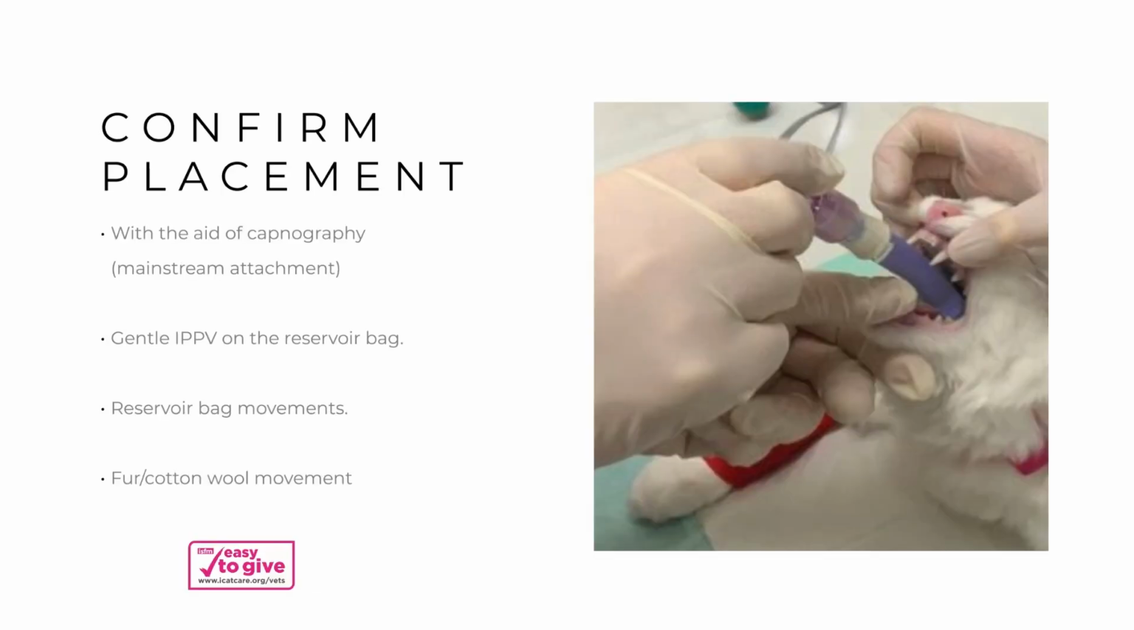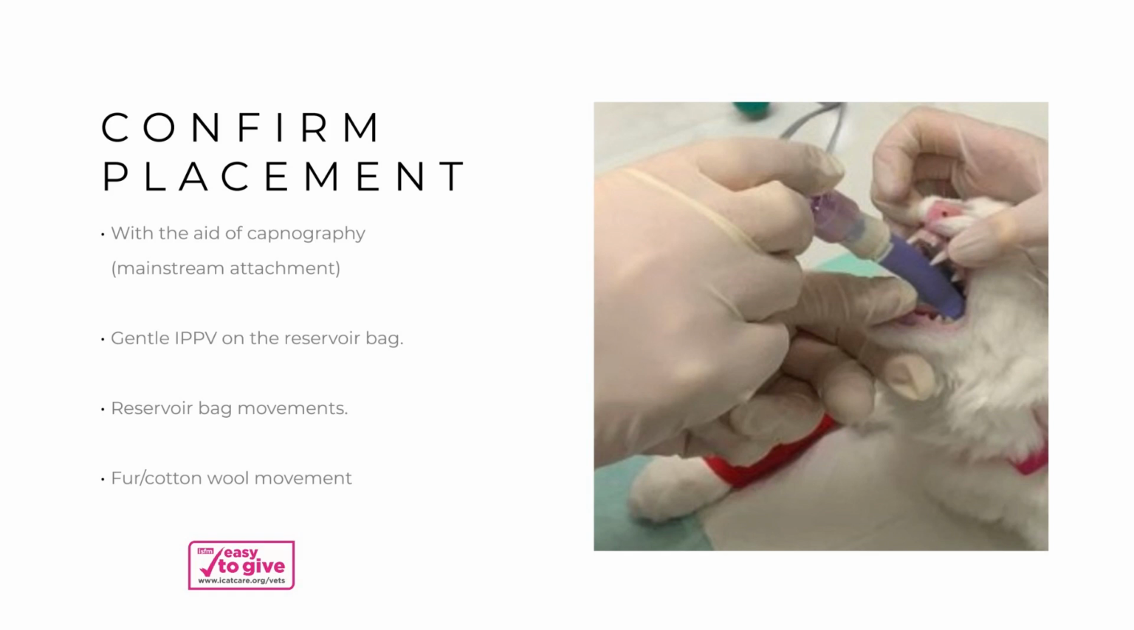Confirmation of the placement. Confirmation of the placement is done in much the same way as any other airway device. If using a capnograph, have this connected before placement so that you receive your positive waveforms immediately. Gentle IPPV on the reservoir bag will allow you to visualize the inflating of the lungs. You will also see the regular reservoir bag movements, as you now have a sealed airway.